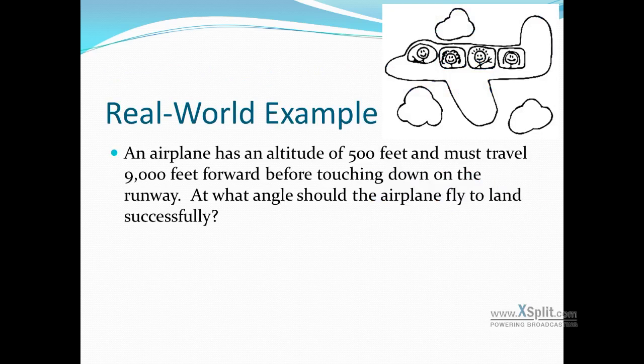How does this apply to the real world, you might ask? We can find missing angles. I got to go on a couple of trips over the course of J-term, and I always had faith in my pilots that they'd be able to calculate the angles successfully and land our plane. Suppose that a plane is coming in. It currently has an altitude of 500 feet, and it needs to travel another 9,000 feet forward before it lands. And it's going to land on an airway somewhere over here. What angle does this plane need to come in at for it to have a successful landing?